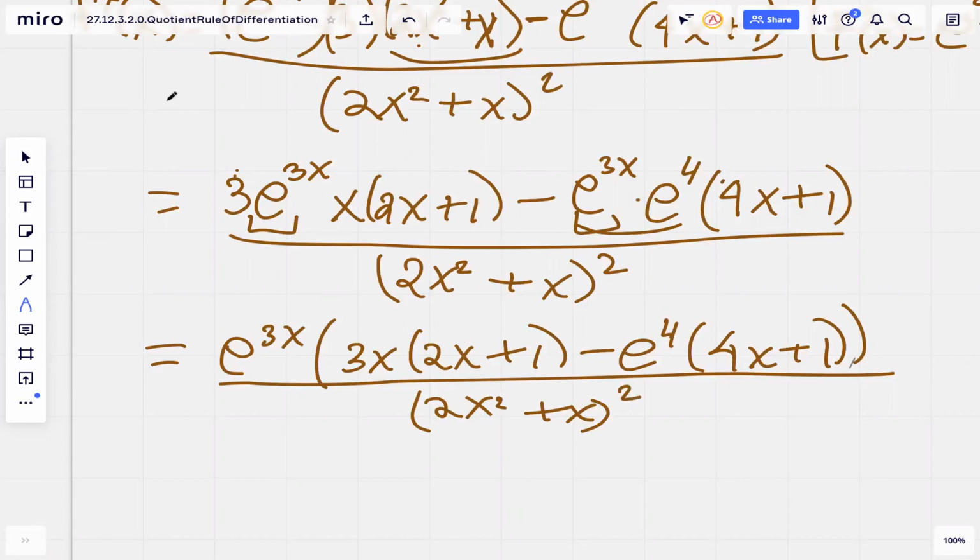So that brings us to the end of our session on the quotient rule of differentiation.